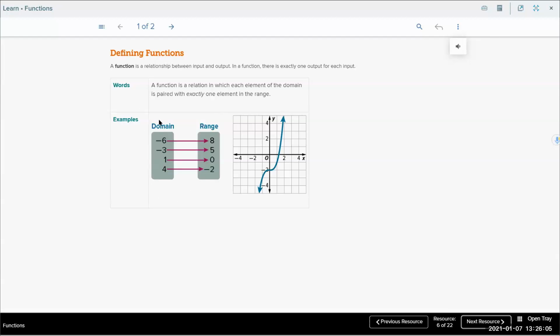In the form of a mapping, what we're really focused on is the domain. Does every element in the domain, that would be a -6, a -3, a 1, and a 4 in this example, does each of those only get paired with one element in the range? And the answer is yes. -6 goes to 8, -3 goes to 5, 1 goes to a 0, and 4 goes to a -2. So that's definitely a function. We've already done a bunch of graphs, so hopefully we're catching on to this would be a function. It would definitely pass the vertical line test.